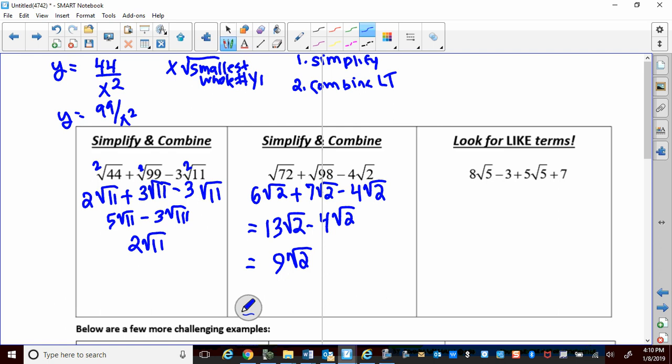Now the next one, look for the like terms. These are my like terms. That means I combine those. Oh, nope, nope, nope. Be careful. Don't make the same mistake I made. I'm going to highlight my like terms here. My pen's not working.